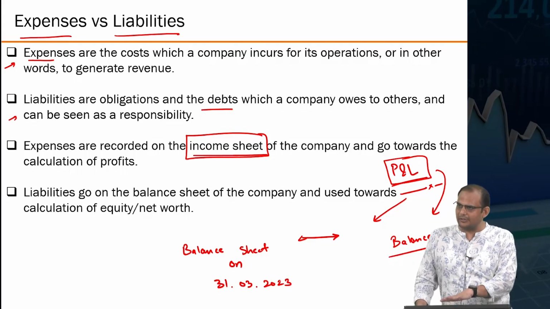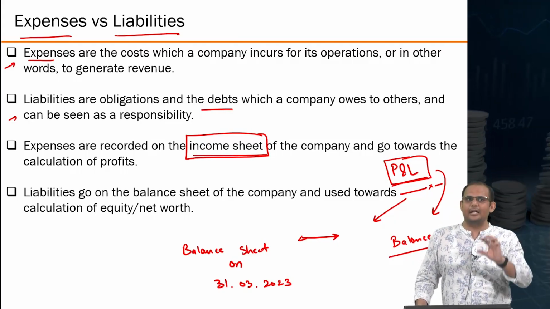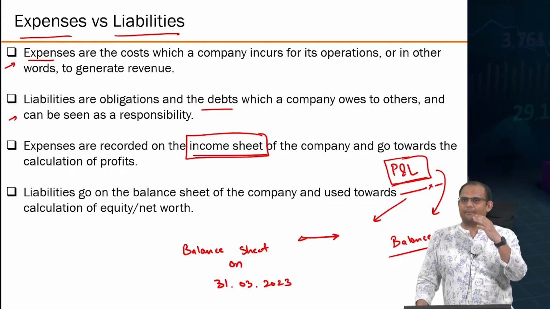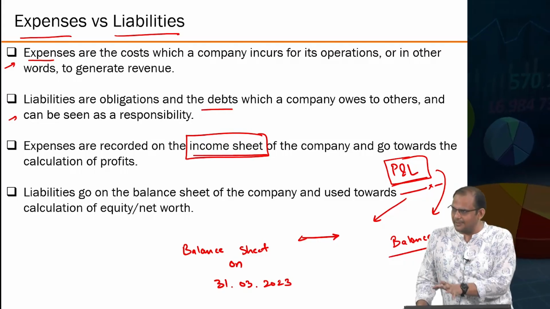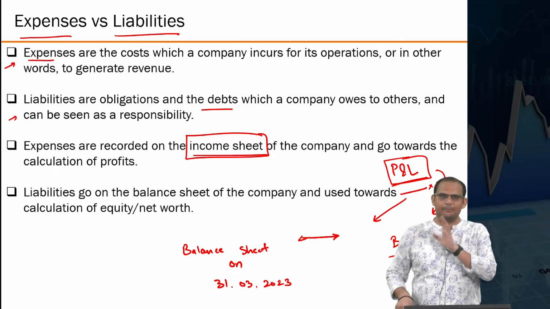Expenses can result in liabilities, and we will see those examples later. But essentially, these are different entities. They belong to different financial statements of a company. One belongs to the profit and loss statement. One belongs to the balance sheet.